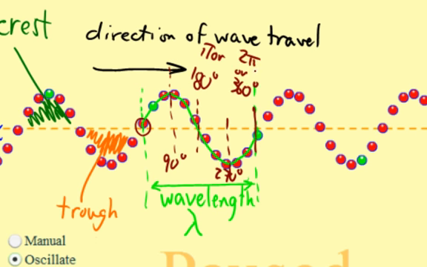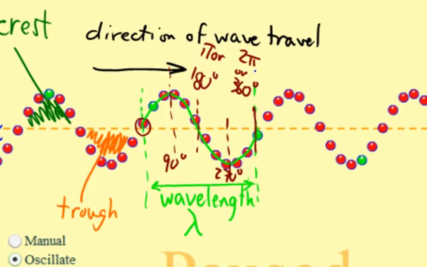It doesn't matter if you start at 0 and go to 360, that's one wavelength, or if you start at 90 degrees and go to 90 plus 360 degrees, in other words, the top of the next crest. All of those lengths along the axis of the equilibrium position, the x-axis in this case, are considered one wavelength.